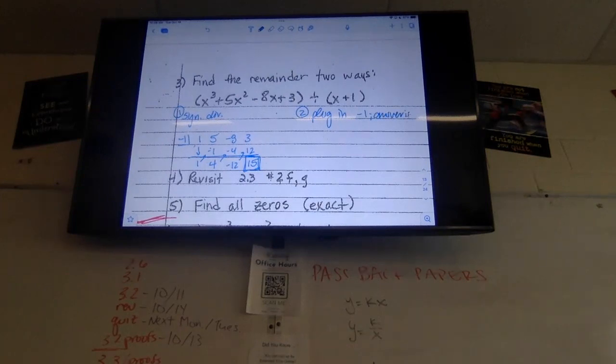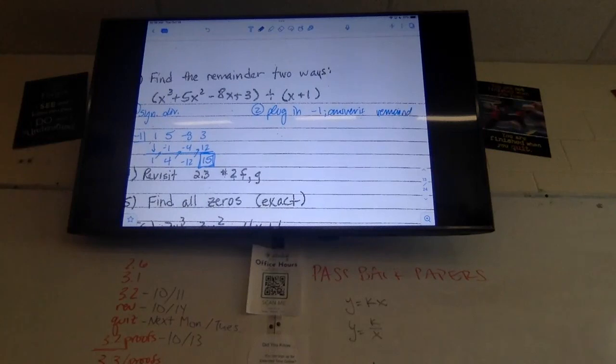So let's just plug it in really quick and then we'll explore more of that next class. So I'm going to do -1 to the third plus 5 times -1 squared minus 8 times -1 plus 3. -1 to the third is -1, right? What's -1 squared? +1, good. And +1 times 5 is just 5. What's -8 times -1? +8, and then plus 3. So -1 plus 5 is 4, 4 plus 8 is 12, and 12 plus 3 is 15. Perfect.